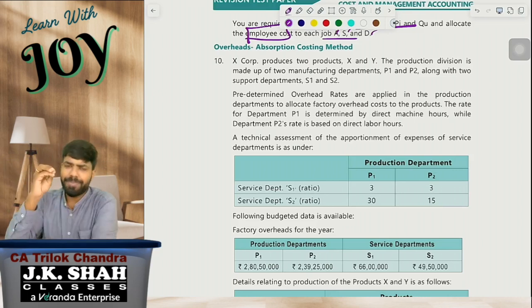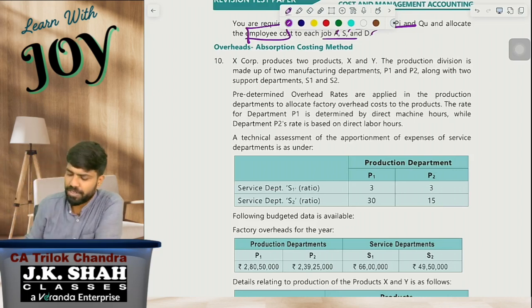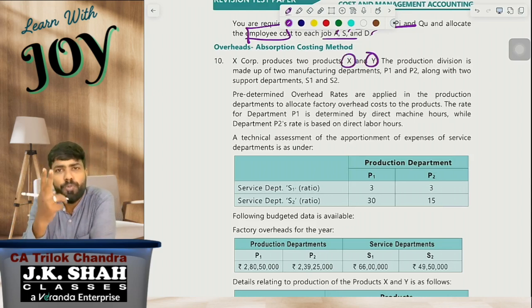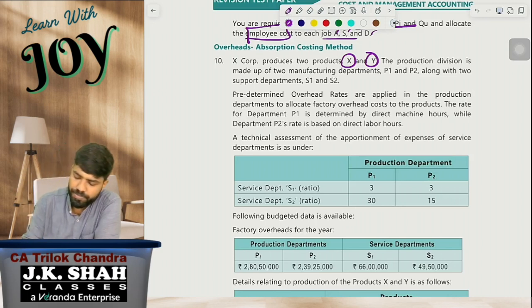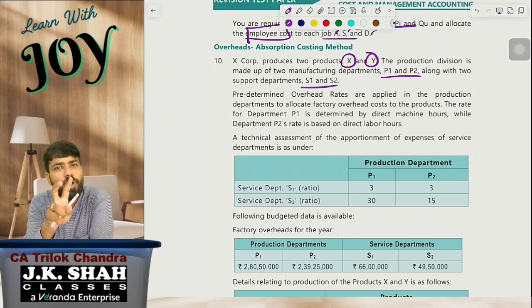Look at the question. Very simple question. We just need to understand the information. Now look here. There are two products, X and Y. There are two production departments, P1, P2. There are two service departments, S1, S2. Two products, two production departments, two service departments. Clear? Next.